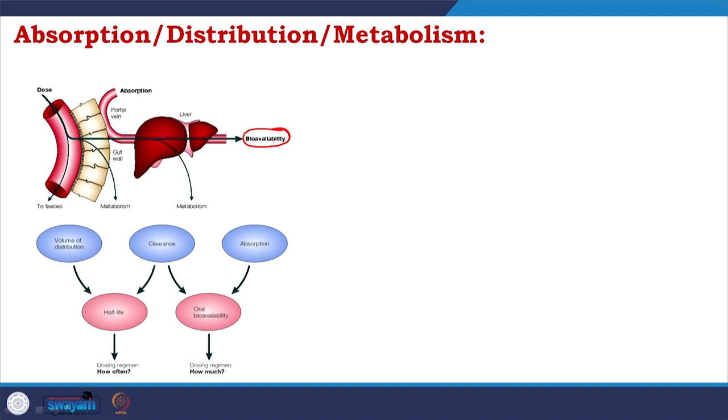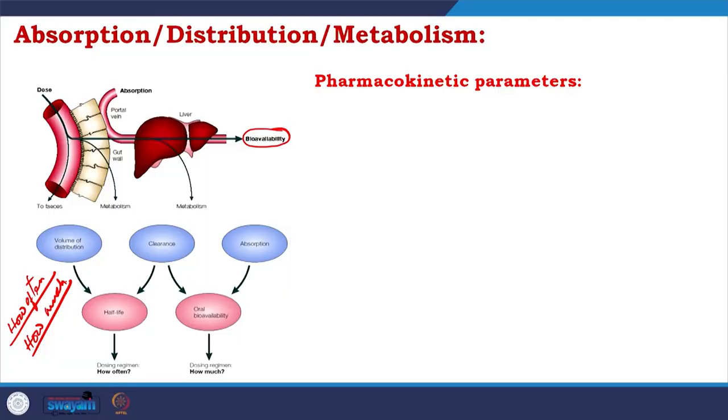You have to consider the volume of distribution, its half life and design the regimen, how often you need to provide the drug. Then you look at clearance, you look at absorption, oral bioavailability, and again you design the dosing regimen, how much. So, you get two very critical questions answered: how often the drug should be given, and how much drug would be given in one go. These are two very critical parameters you have to understand. So, these are called pharmacokinetic parameters.